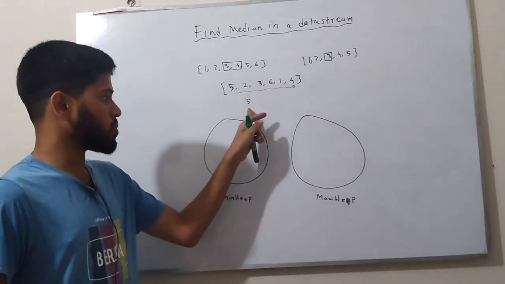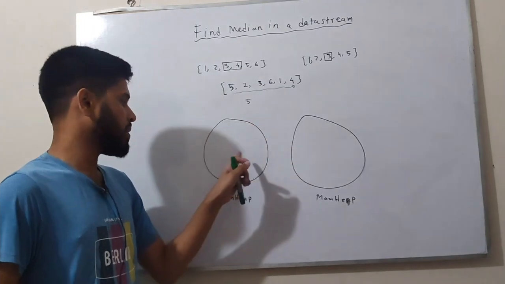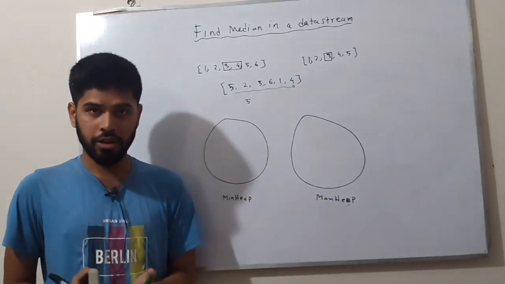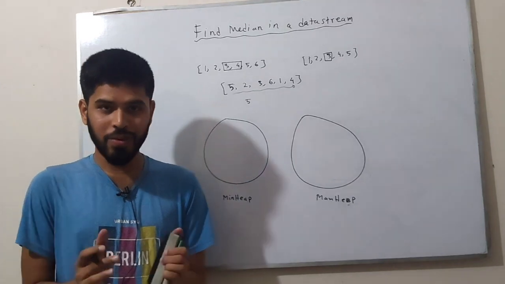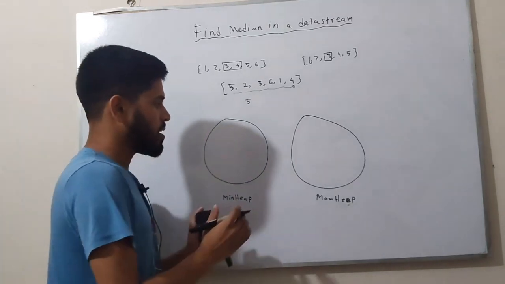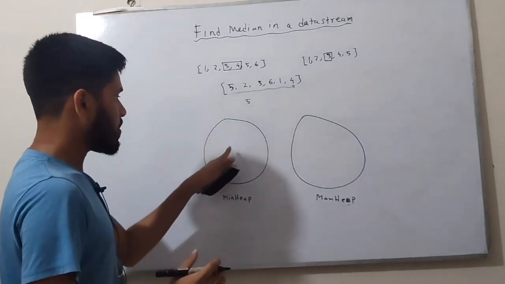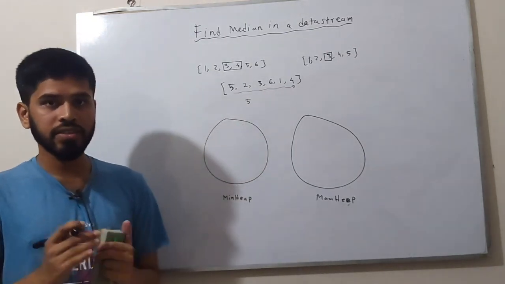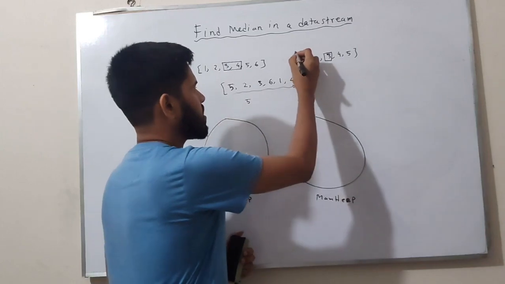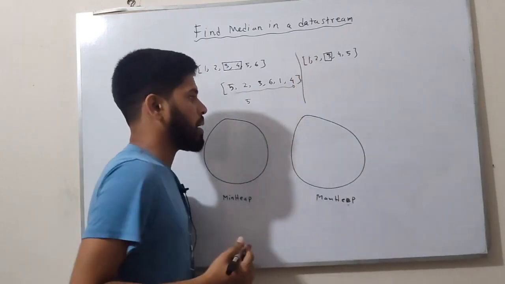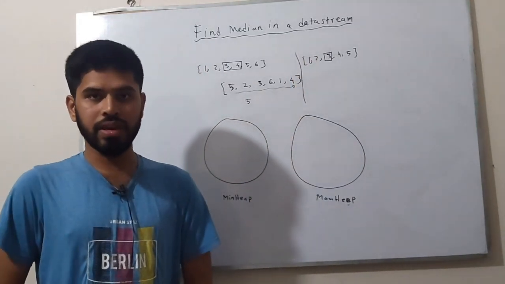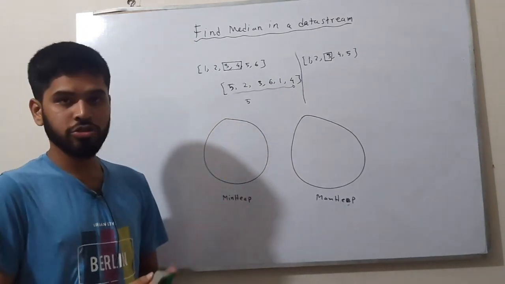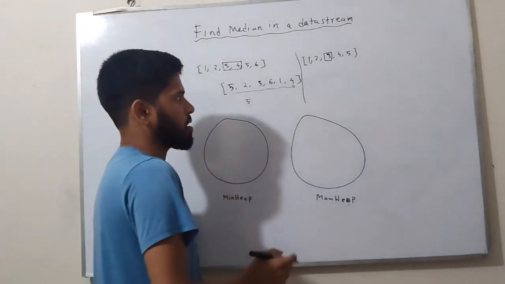Now where are we going to store this number 5, in min heap or in max heap? Can you tell me? Okay, don't worry. Before understanding where to insert this number, first try to understand how we're going to approach this problem using heap data structure. First, let's talk about the intuition behind this algorithm.